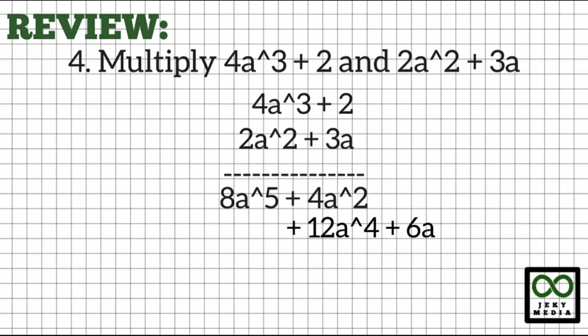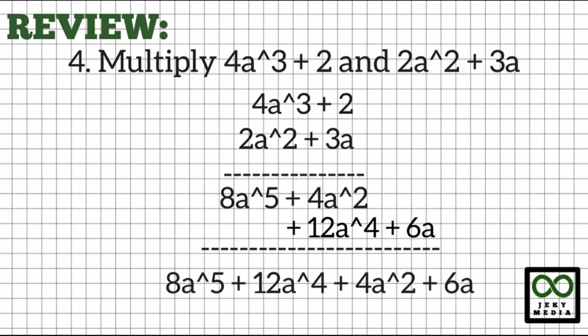Since the degrees of the variables in each term are not common, copy all the terms as well as the signs of operations. The product of the polynomials is 8a raised to 5 plus 12a raised to 4 plus 4a squared plus 6a.